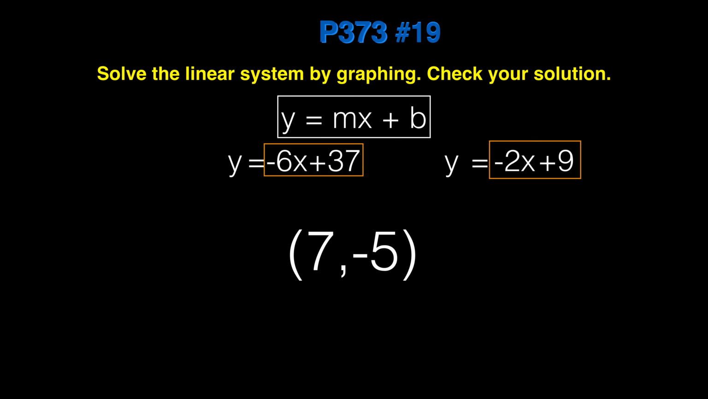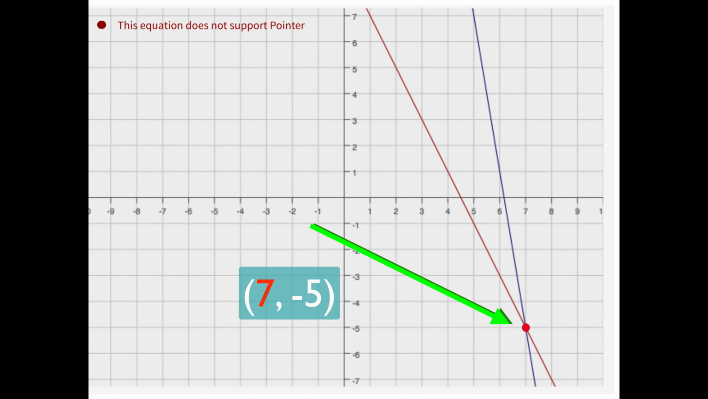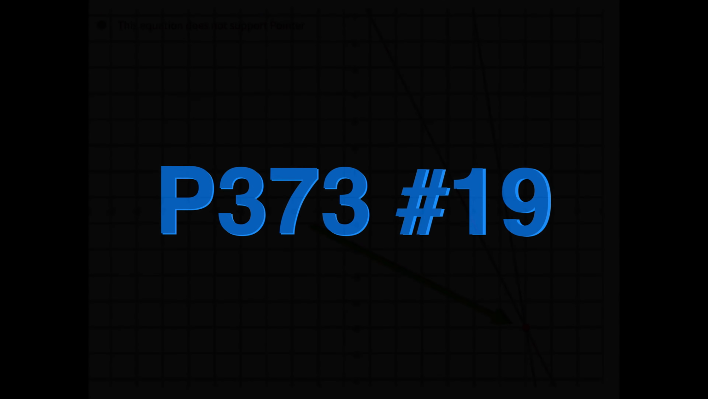If I were to graph these two equations, and I will, they will intersect at this specific coordinate point: x is 7, y is negative 5. Let me show you that. This is what these two equations look like graphed, and they do in fact cross. They intersect each other, sharing the exact same point of positive 7, negative 5. All right, that was page 373, number 19. Good luck in your studying.